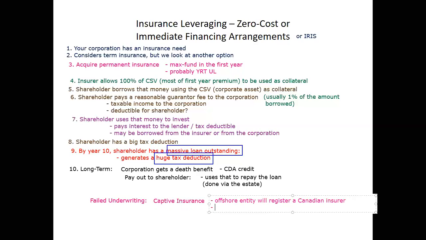That Canadian insurer is going to do one policy. Yours, okay? We'll set up an offshore reinsurer. And now you'll pay your premium. They will underwrite your policy. They don't care about risk.